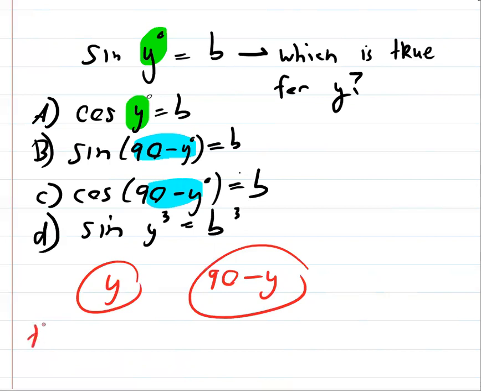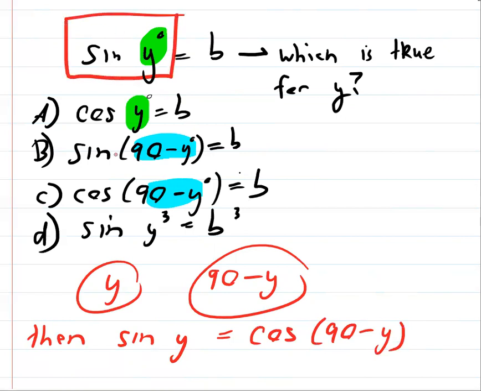If they're complementary, then the sine of one of them is equal to the cosine of the other angle. And that means that if sine of y is equal to b, then the cosine of 90 minus y also would be equal to b. And in this example that we created here, the answer would indeed be C. So let's go ahead and take a look at another similar question.